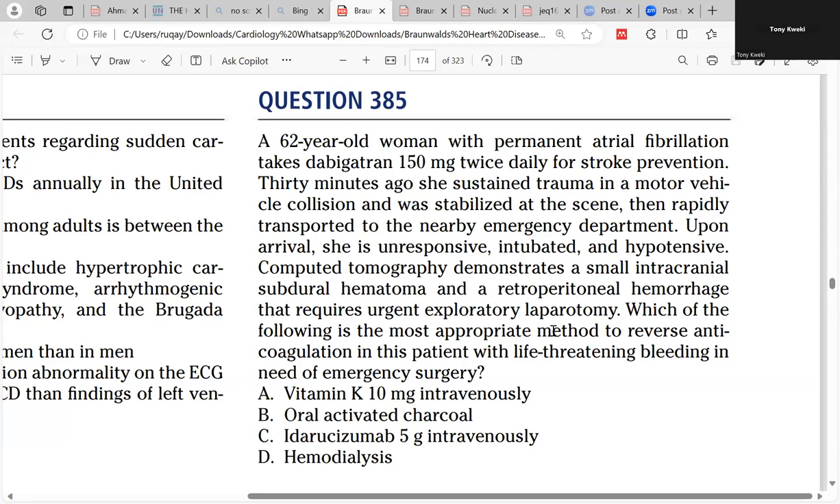C, idarucizumab 5 grams intravenously. Sorry, I said 5 milligrams earlier. It's 5 grams IV. This is the correct answer because she needs surgery emergently, and the effects need to be reversed to prevent further bleeding and excessive post-op bleeding. Then D, hemodialysis. Although hemodialysis can remove the dabigatran from the system, these patients need to be taken for emergency surgery, so hemodialysis wouldn't be the appropriate option at this moment.